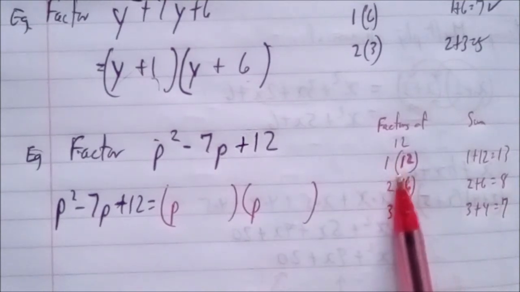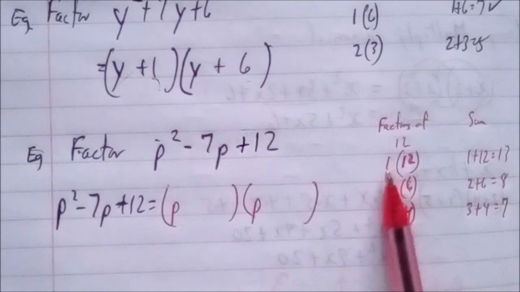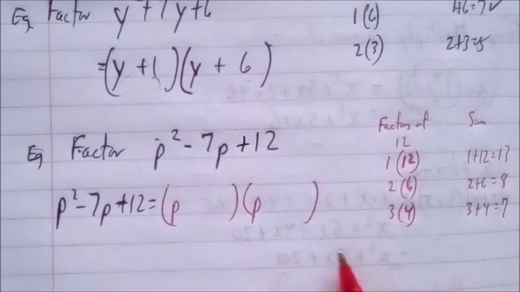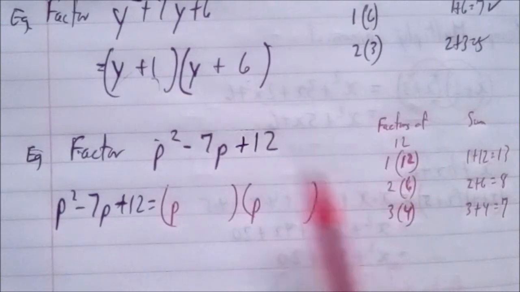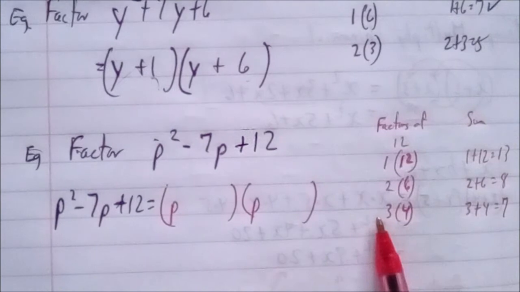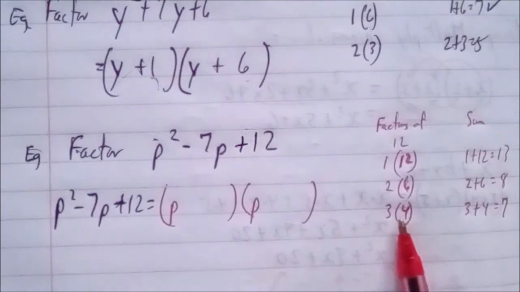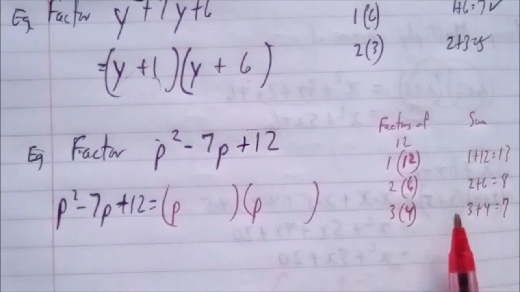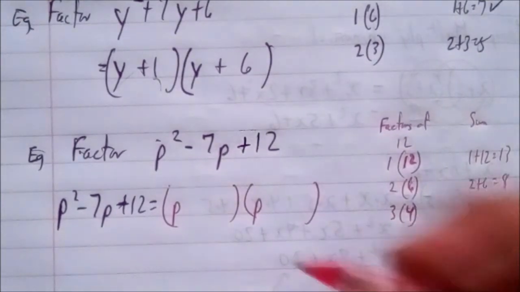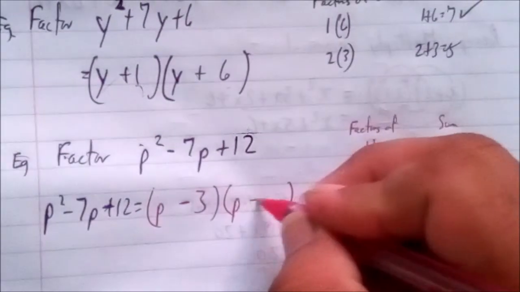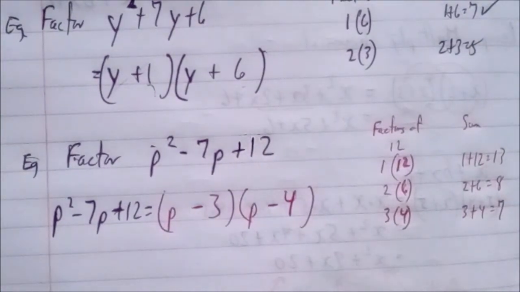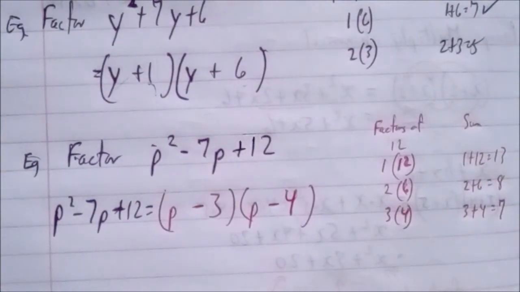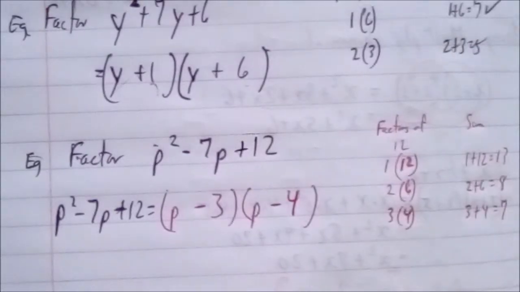No way you can combine 1 and 12 to get 7. You cannot say 1 minus 12 or 12 minus 1 to give us 7. There's no way you can combine 2 and 6. If you say 6 minus 2 or 2 minus 6, you cannot get negative 7. But if you say negative 3 plus negative 4, then you get a negative 7. And so we choose that. So the 4 and the 3 need to be negative, so we put here negative 3 and here negative 4 for that combination. Okay, so that's how you get that one there.